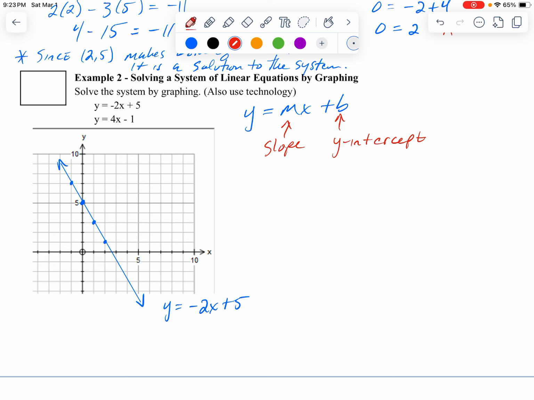And now we're going to draw our other line. y equals 4x minus 1. So again, my y-intercept is negative 1. I know I have a point there, and my slope is 4x. So if that slope is 4, that means I'm going up 4 and over 1. 2, 3, 4 over 1. So I've got a point right there. And there, and that should be plenty to get a nice straight line.